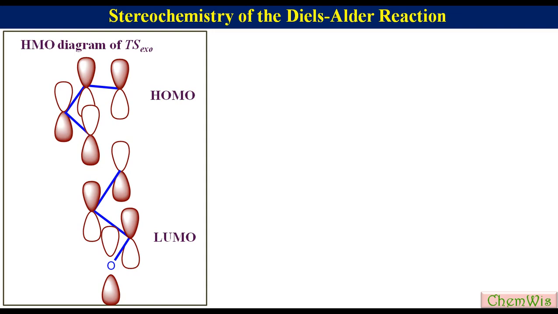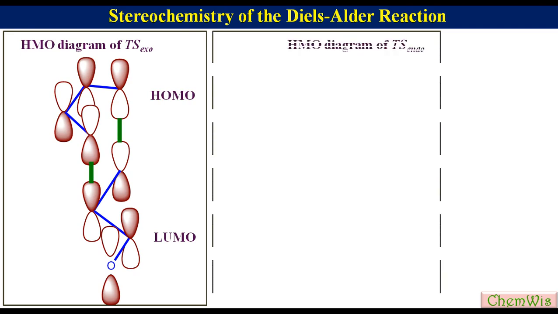After reaction, the double bond will develop here. This is the CHO group away from the developing double bond. These are the primary orbital overlaps responsible for the bond formation.